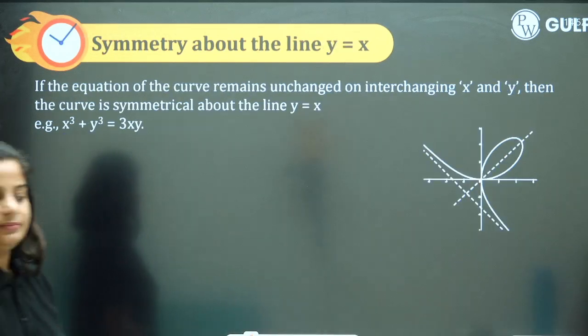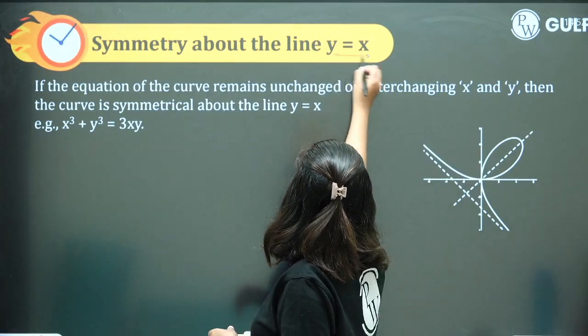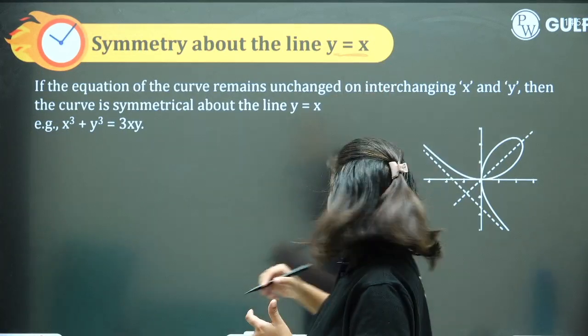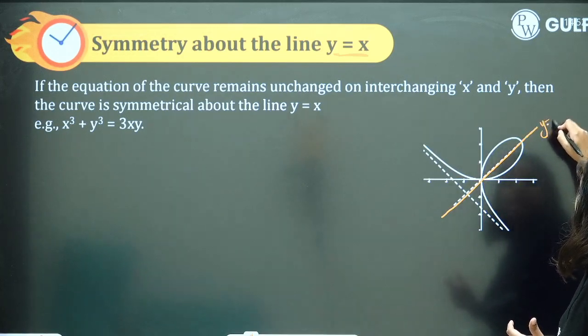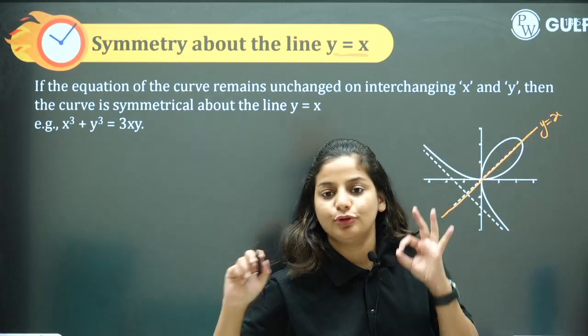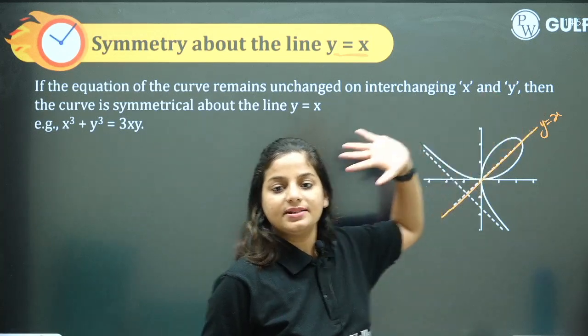Next one. Okay, this will rarely come, but I have taken it. This will be symmetric along the line y equal to x. Remember, y equal to x is a straight line which passes through the origin. Always. Everyone should know this. Y equal to x is a straight line passing through origin.